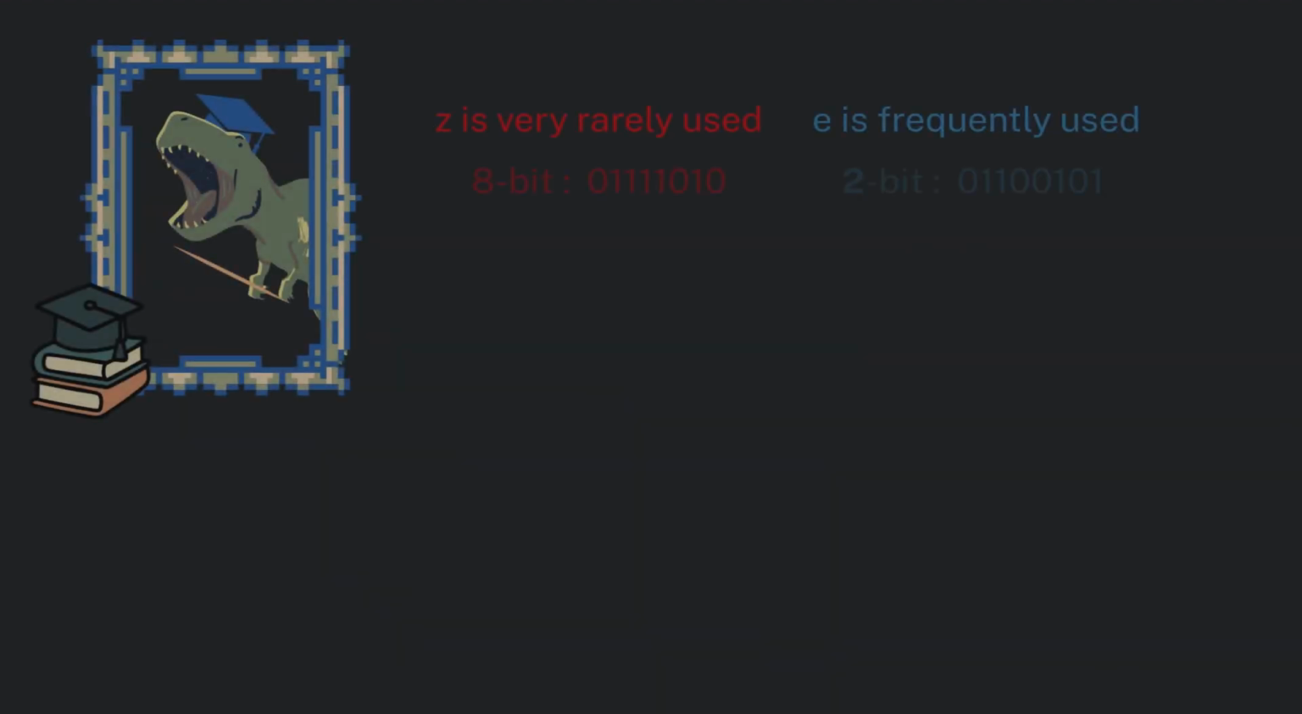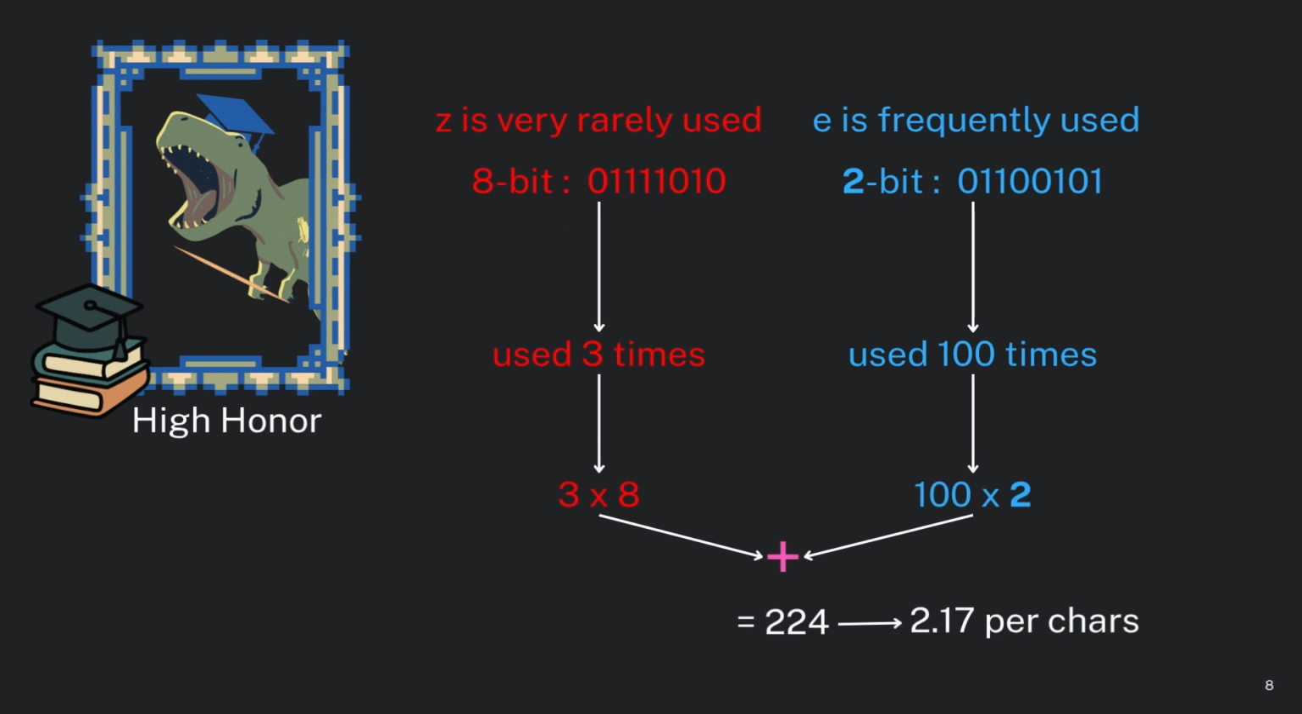For example, if we used 2 bits for E and let's say 8 bits for Z, we would get 224 divided by 103, which is nearly 2.17 bits per character on average, which is much less than 8 bits.